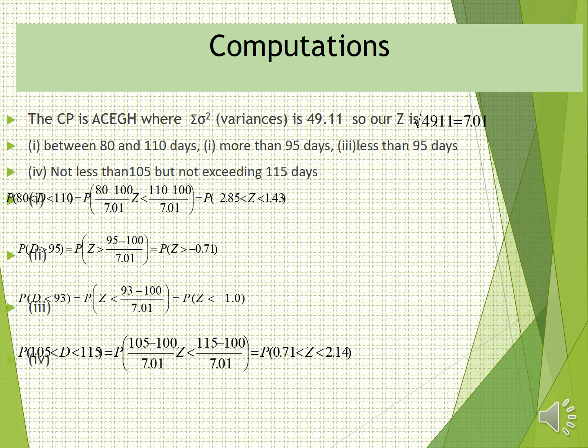And lastly, the probability that the project will be finished between 105 and 115 days. Again, we convert this and we get the probability of Z lying between 0.71 and 2.14.